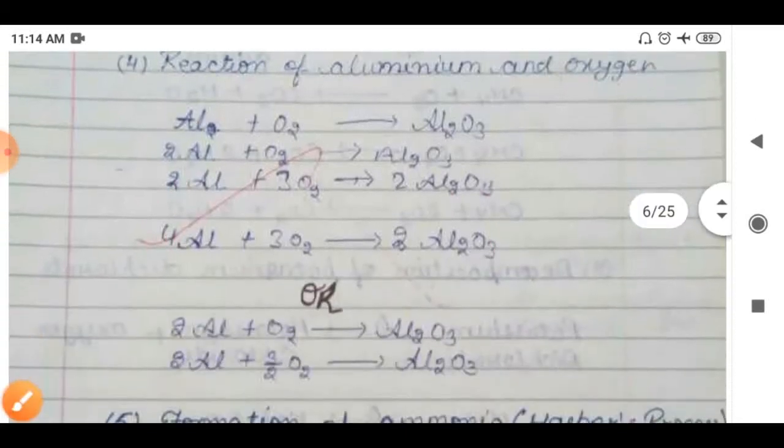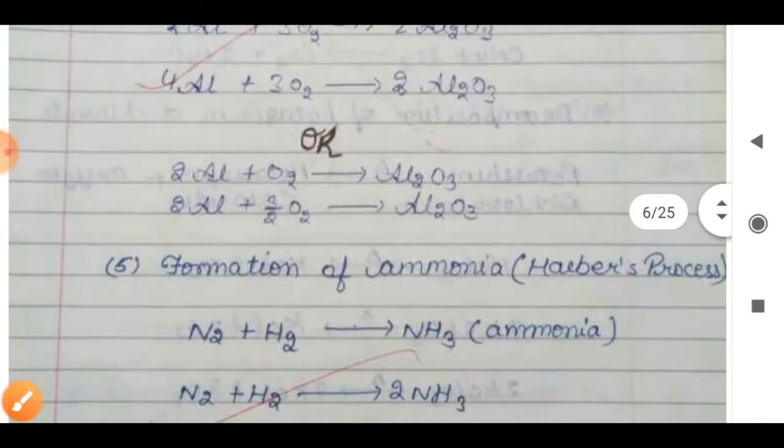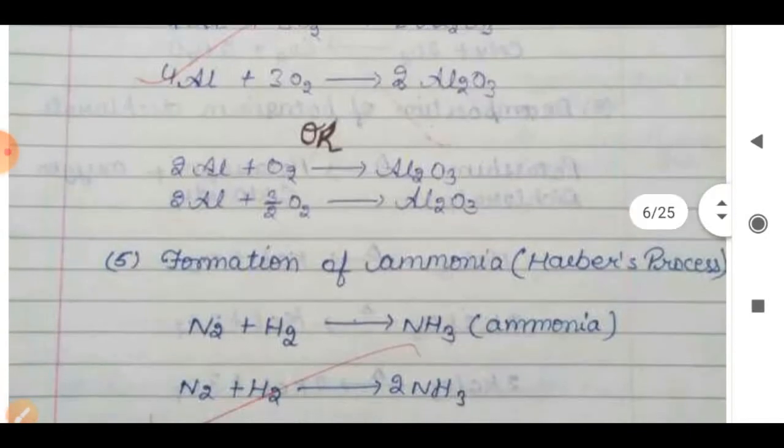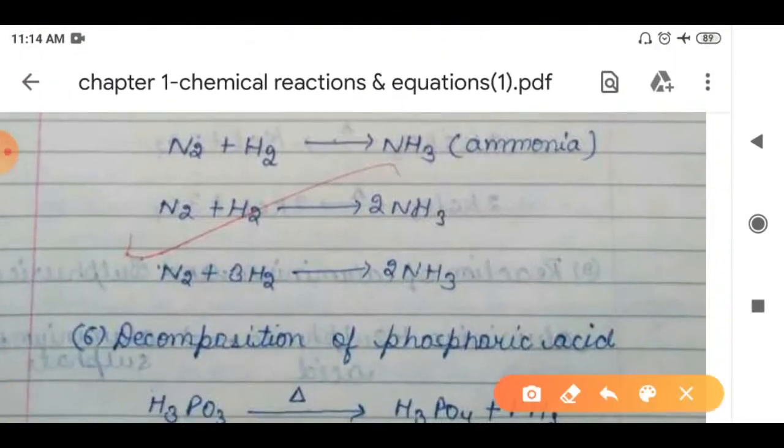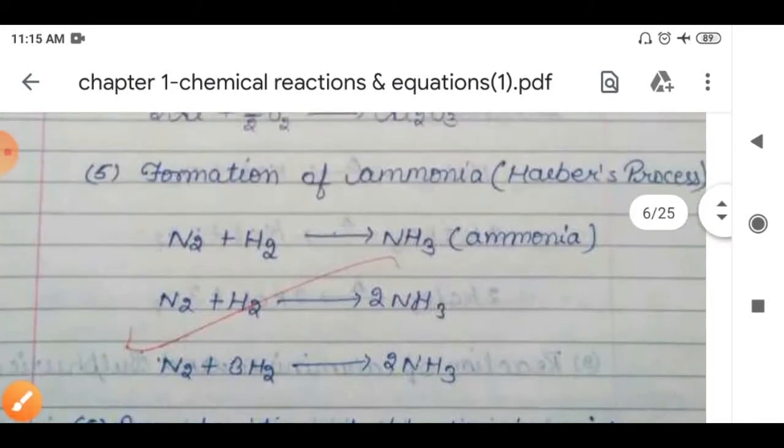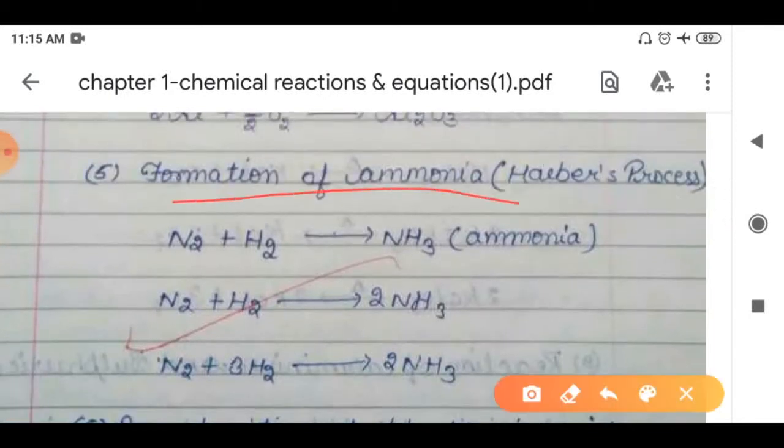Let me take another example, right? The or portion is also written here. Let us take another example, and that example is the formation of ammonia. Formation of ammonia is called Haber's process, right?